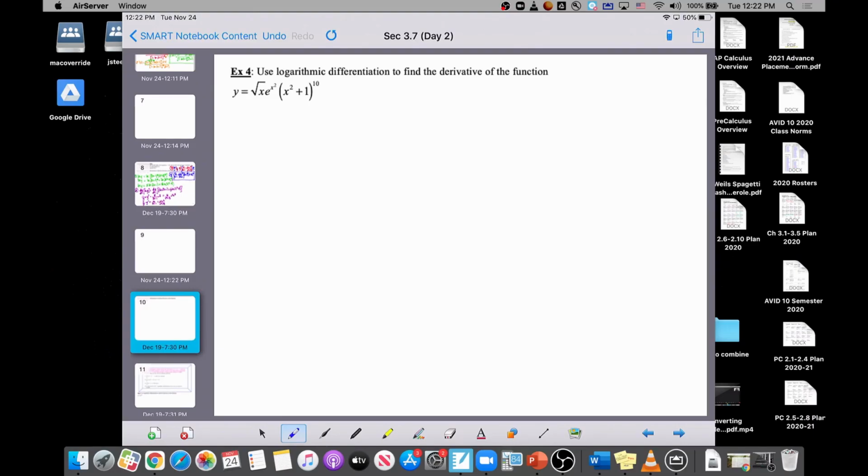Example 4 is another opportunity for us to use logarithmic differentiation to find the derivative of the function. So we're going to do the same thing that we did in the previous problem. We're going to start by taking the natural log of both sides. So natural log of y is equal to natural log of the square root of x times e to the x squared times x squared plus 1 to the 10th power. Ooh, that's a doozy.